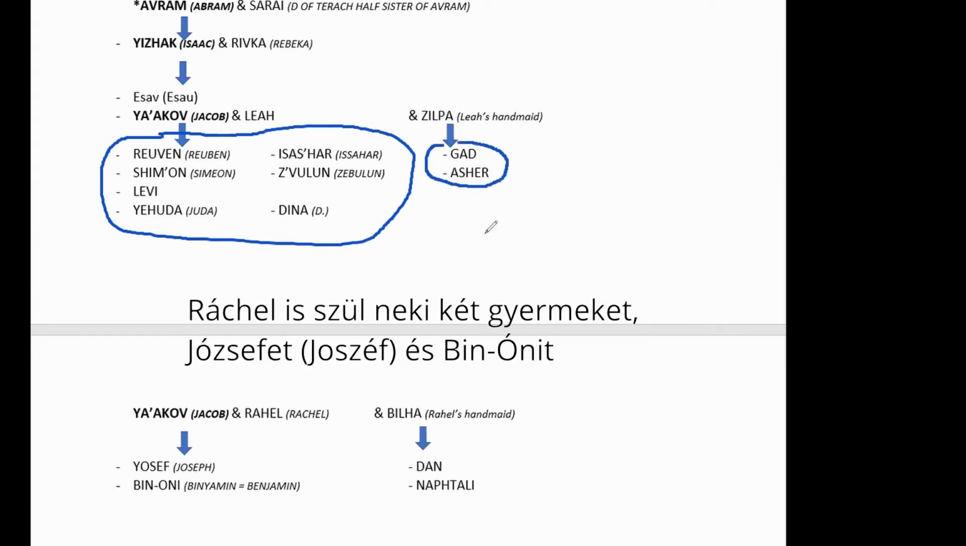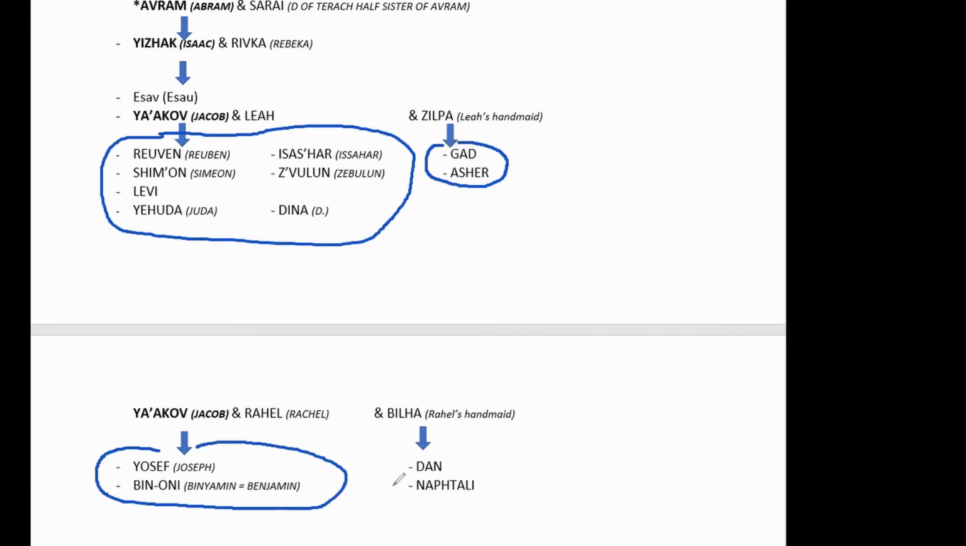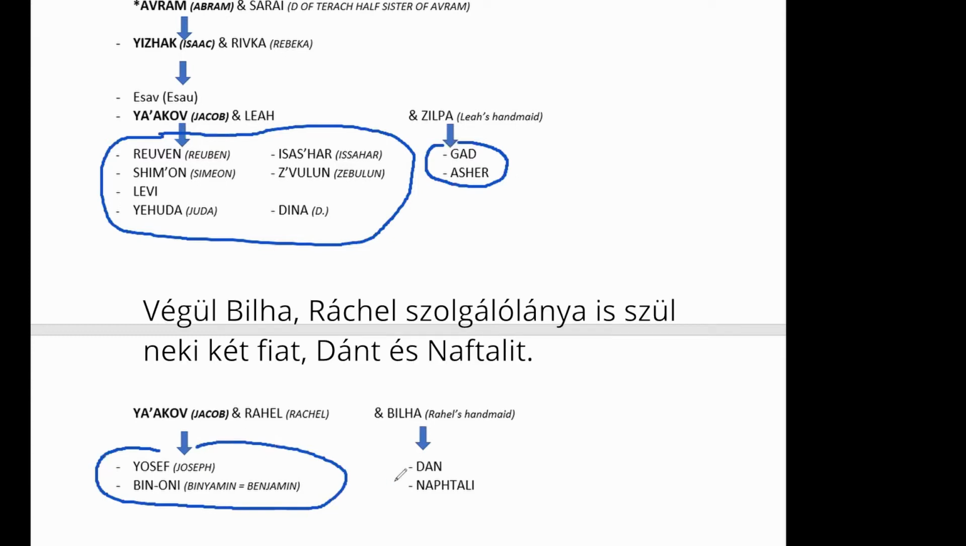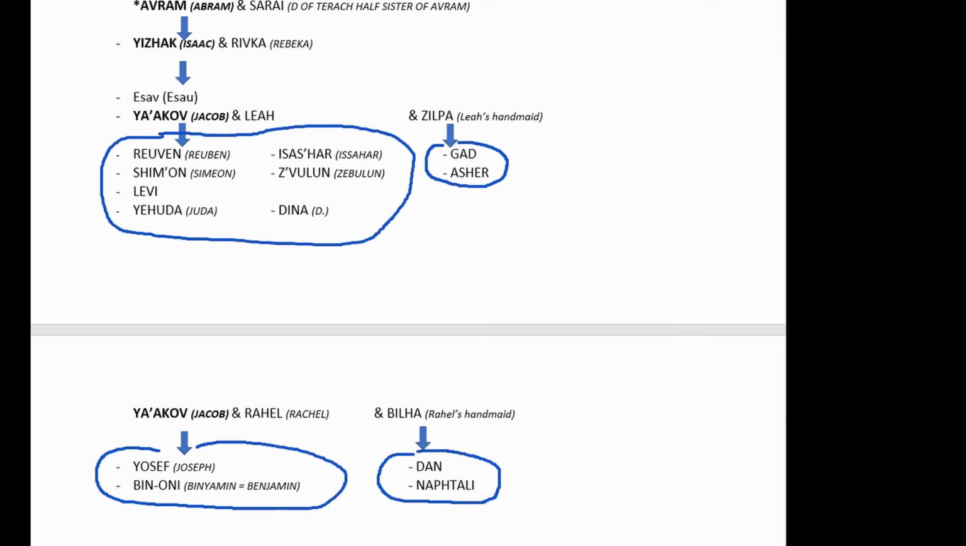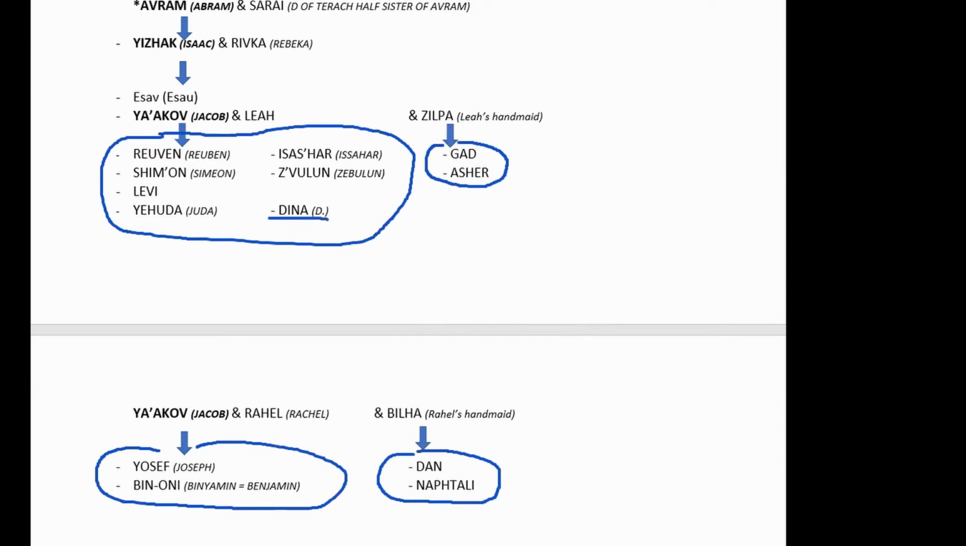He's going to have Rachel give him 2 sons, Yosef, Joseph, and Binyamin, which is Benjamin in English. And then Bilhah, who's Rachel's handmaid, is going to give him 2 more children, which are Dan and Naphtali. So altogether, we have 12 boys, and we also have the daughter Dinah over here. These are going to be the children of Israel.